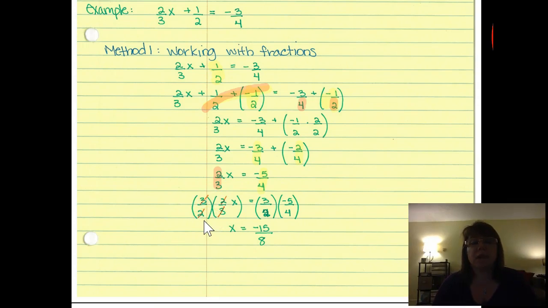3/2. So if I multiply both sides by 3/2, that will isolate my x. 3 times negative 5 is negative 15, and 2 times 4 is 8. That's the answer.